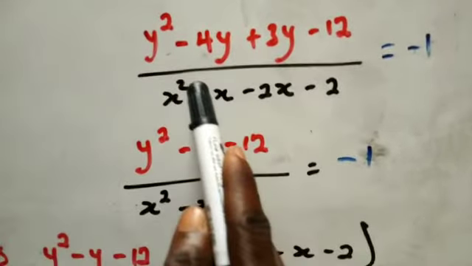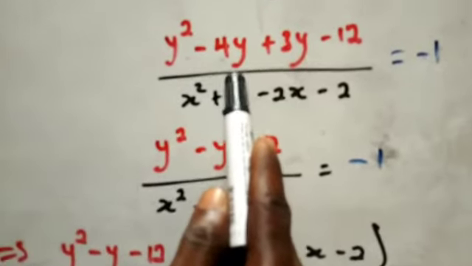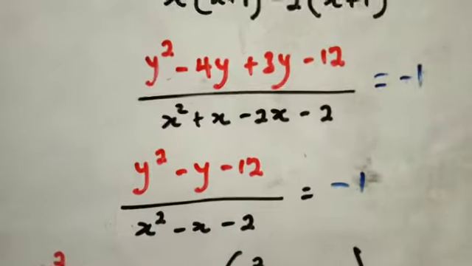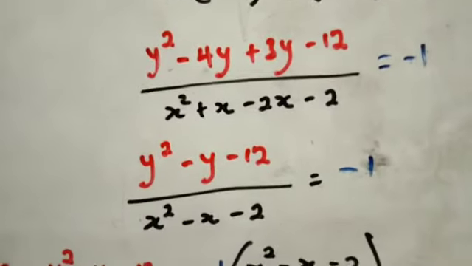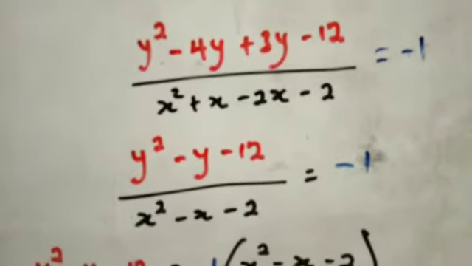When you do a calculation correctly, you arrive at something like y squared minus 4y plus 3y minus 12. You may consider pausing the video and try this, right? This is how you solve mathematics, and come back and check the solution.